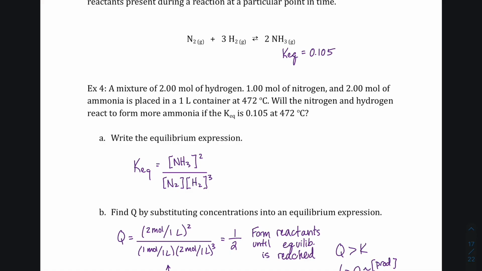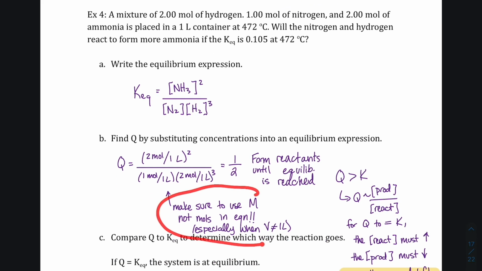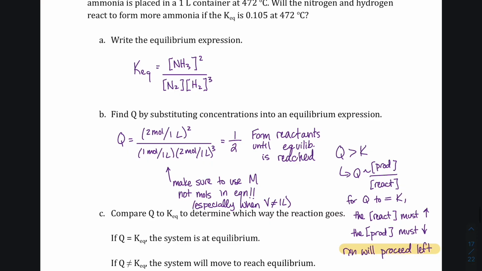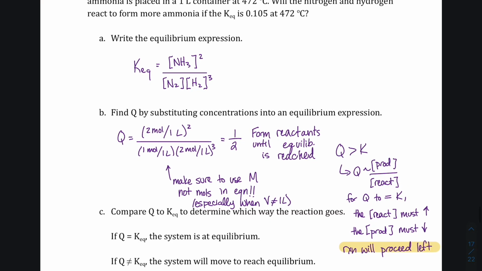So I'm going to use concentration of ammonia squared, concentration of nitrogen, concentration of hydrogen. If your volume is not equal to 1 liter, make sure you're using molarity, not moles, and you get 1/2. I know that we're not at equilibrium because if we were at equilibrium, the value we would get is 0.105. So what I know is that Q right now is bigger than K, and so we have to decrease Q so that it reaches K. Well, we don't have to, but that's what the system is going to do.